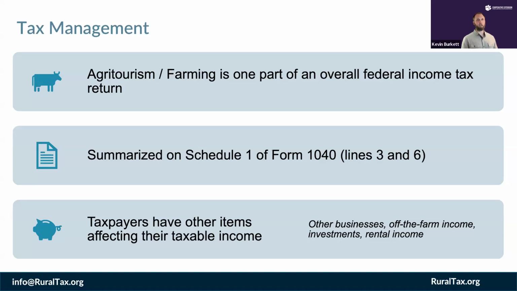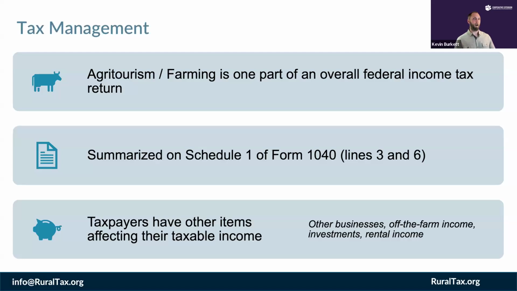Or perhaps if you've been doing it for a while or you've really scaled up over time, it might be a rather large portion of your taxable income for the year and really affects the rates that you pay. But for instance, we've talked about farming and agritourism. You might have other businesses that you're running, in which case you might be getting a Schedule C or a K1 from some of those activities.